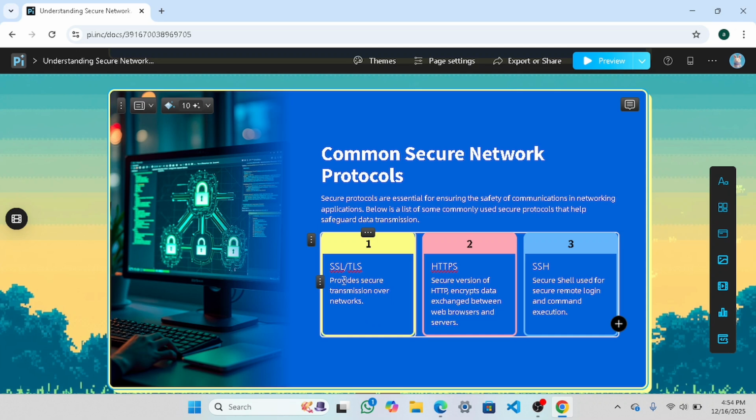SSL stands for Secure Sockets Layer. TLS stands for Transport Layer Security. It provides secure transmission over networks. HTTPS is the secure version of HTTP. It encrypts data exchanged between web browsers and servers. SSH, secure shell, is used for secure remote login and command execution. Example: system administrators use SSH to control servers. TLS is the modern version of SSL.